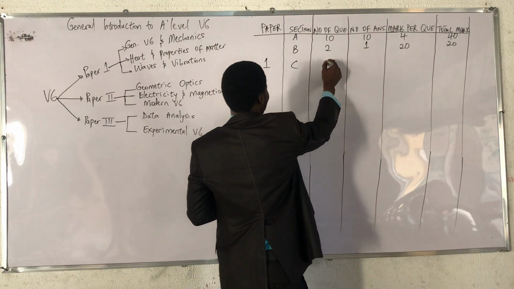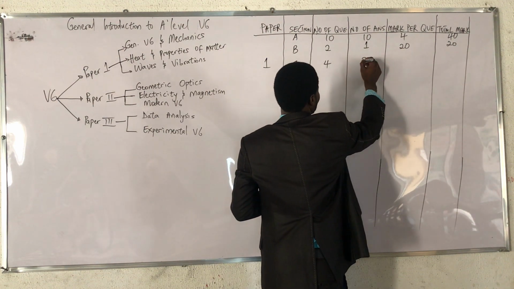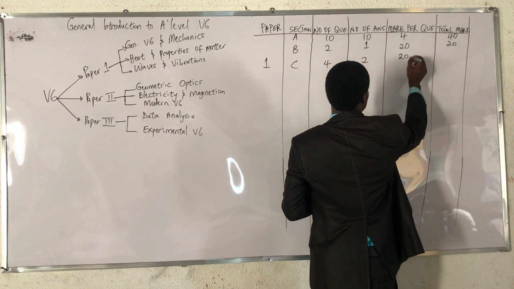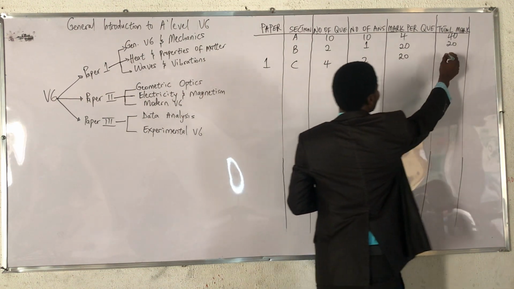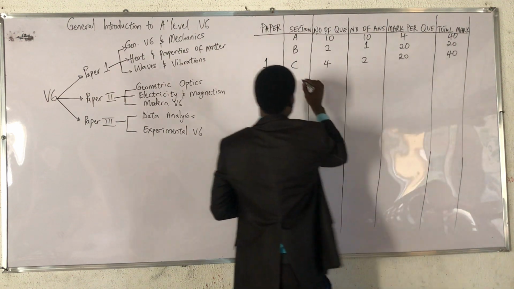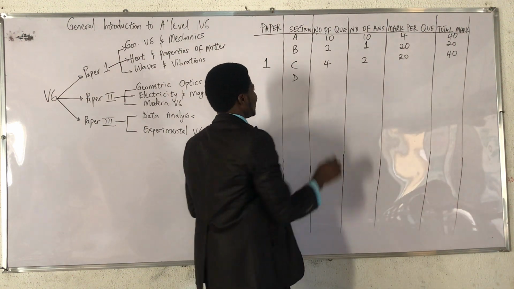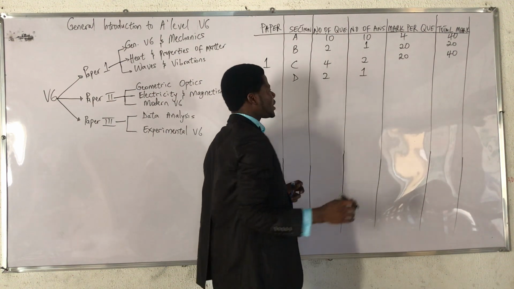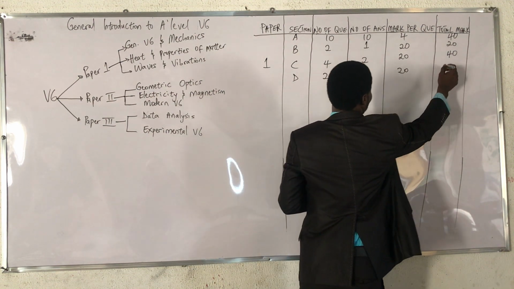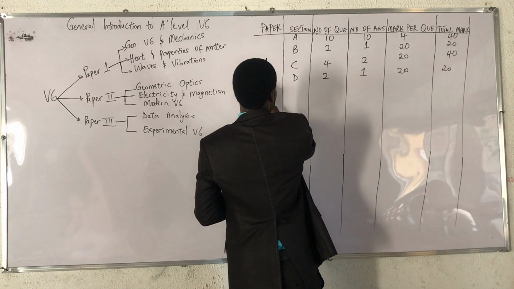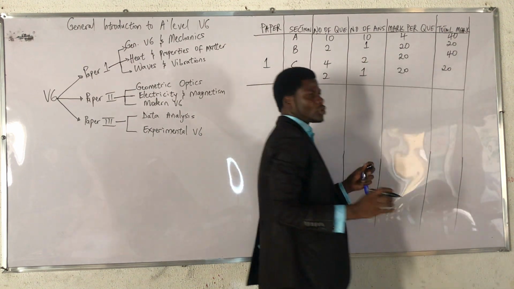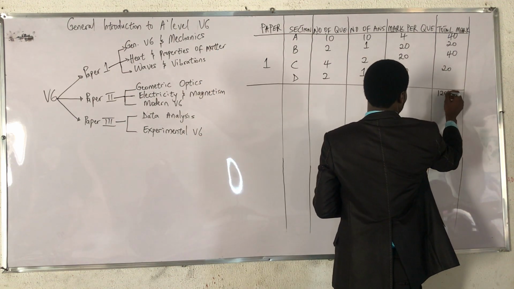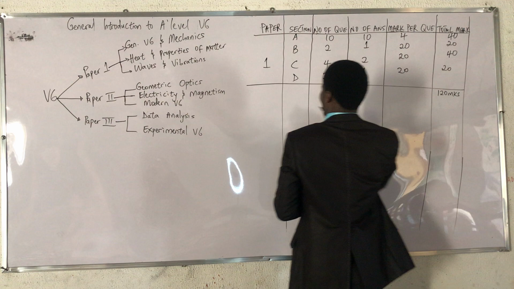Section C, there are 4 questions there. You choose 2. Each carries 20 marks as well. Since you are answering 2, that gives us 40 marks. Then section D, there are 2 questions there. You choose 1. Each is 20 marks, and that is 20. So at the end of paper 1, total obtainable marks there is 120 marks.